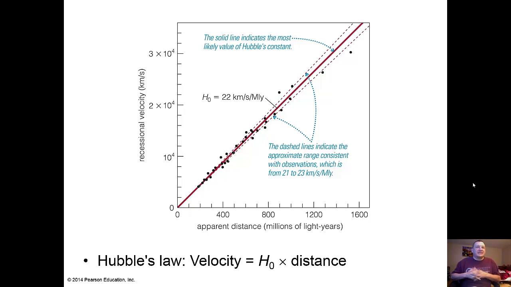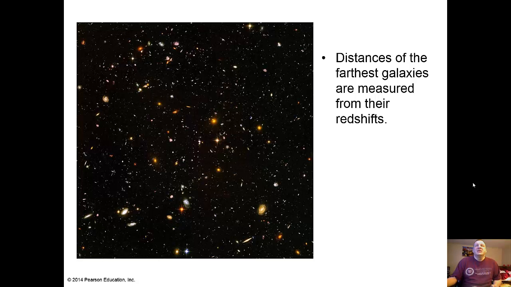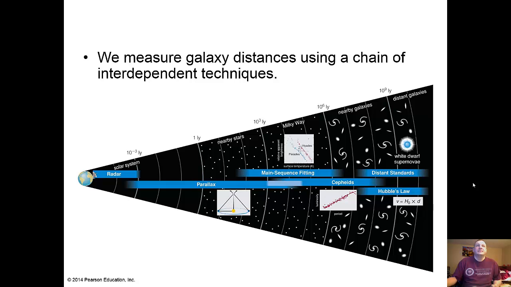That's about the size of the city of Springfield. So imagine an object moving from Nixa to Willard in 1 second. And if you go out 10 million light years, then that object is moving 10 times faster, 220 kilometers per second. Pretty fast. So the distances of the farthest galaxies are measured from their redshifts.